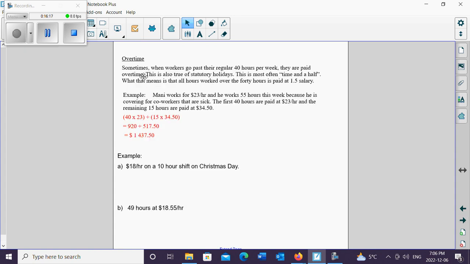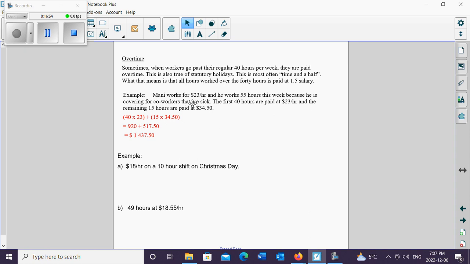One of the last things we talked about was overtime. Overtime happens when you work more than 40 hours and you get what is called time and a half. So whatever your rate of pay is plus 50% more. So what you do is you take your rate of pay and you multiply it by 1.5. Not only is that when you get over 40 hours, but also if you work on a holiday, on a statutory holiday like Christmas or New Year's or Easter, the government says the business has to pay you time and a half.